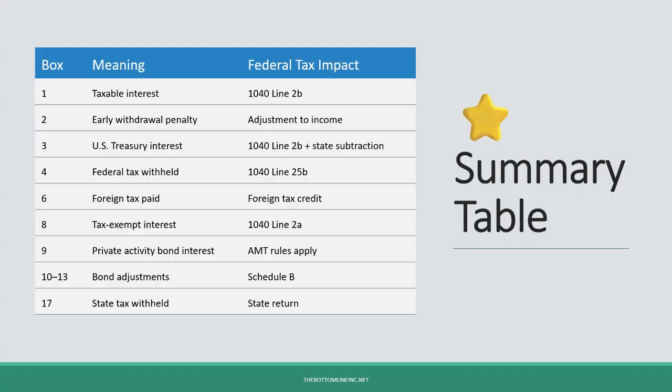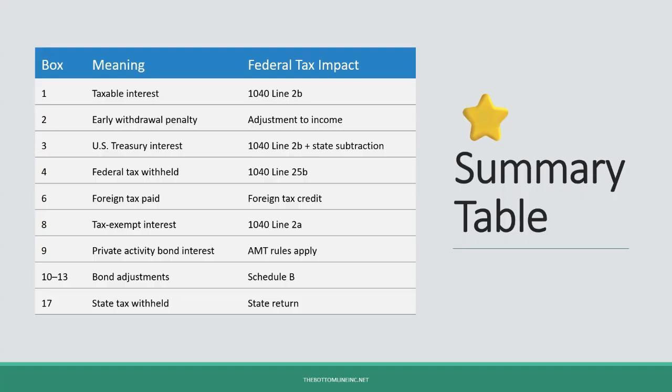So box 6 is our foreign tax paid. And there's a foreign tax credit, or you can have a deduction on your Schedule A. So foreign tax, we have two ways to deal with it. The majority of the time people will put it on a 1116, which is a foreign tax credit. Box 8 is our tax exempt interest.